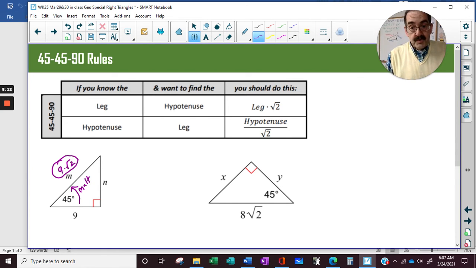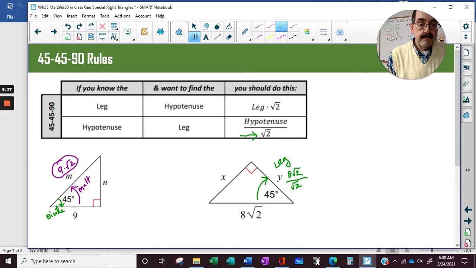Then, if we want to come back, what's the opposite of multiply? Divide. Okay? So here, we're going back toward a leg. We must divide. So, just 8 radical 2 over radical 2. Now, it's neat if you simplify that, because we know that the square root of 2 divided by the square root of 2 is 1. Anything divided by itself is 1, so it's 8.